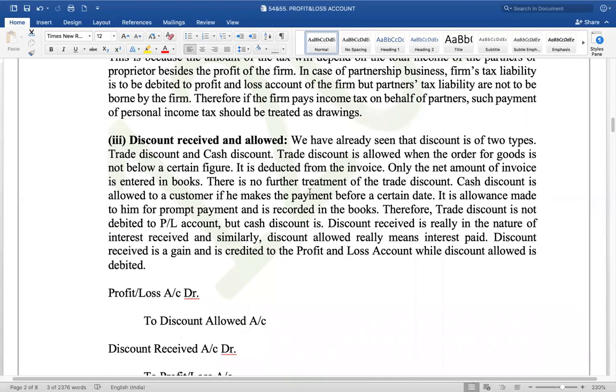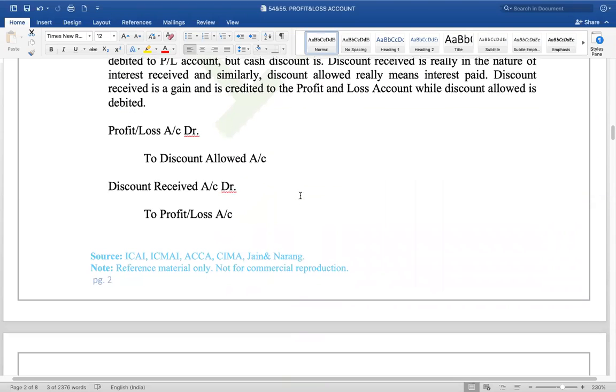Now, discount received and allowed. If it is discount received, debit it to the profit and loss account.